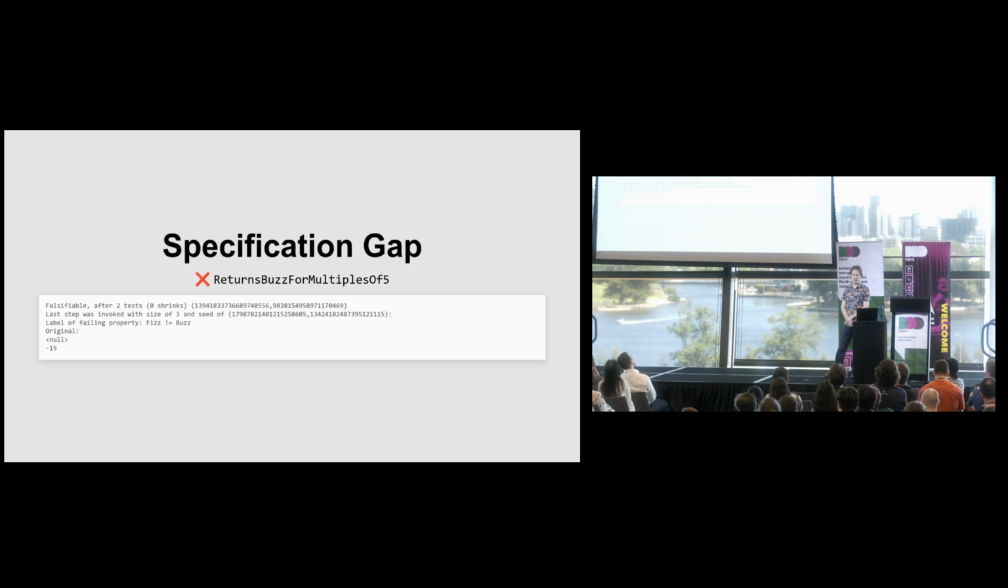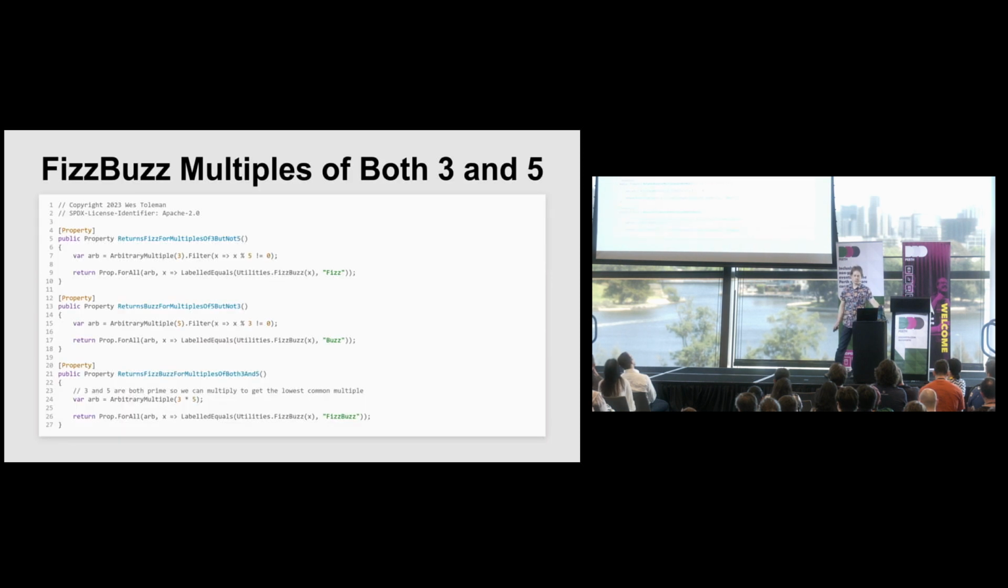Let's fix the specification by adding the last property of FizzBuzz. Numbers divisible by both 3 and 5 return FizzBuzz. We add this new test case to complete the test suite. We also filter out multiples of 5 from the multiples of 3 test and multiples of 3 from the multiples of 5 test.